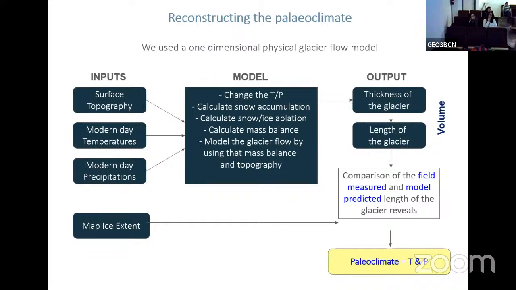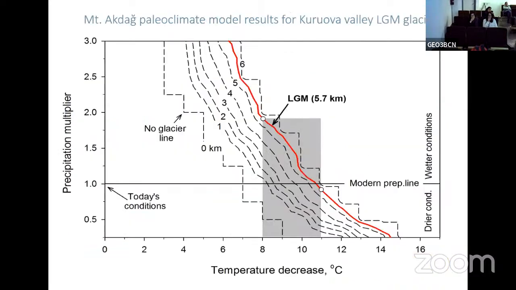And in this case, for example, if you put in the model the surface topography, modern climates, modern temperatures and precipitations, the model will run for you, and the output will be the thickness and the length of the glacier, in other words, the volume of the glacier. You compare this with your field observations, and then you can say something about the paleoclimate.